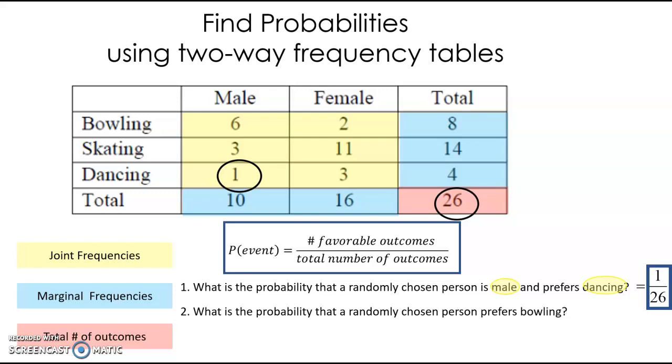Number 2. What is the probability that a randomly chosen person prefers bowling? I'll highlight my keywords, person and bowling, and look for the related number in my two-way table. We're looking for a person that prefers bowling, therefore I'm going to look into my row and find the total of male and female that prefer bowling, which is 8. Then I'm going to divide that by the total number of outcomes in my two-way table, which is 26. And the probability of this event occurring is 8 out of 26, which reduces down to 4 over 13.